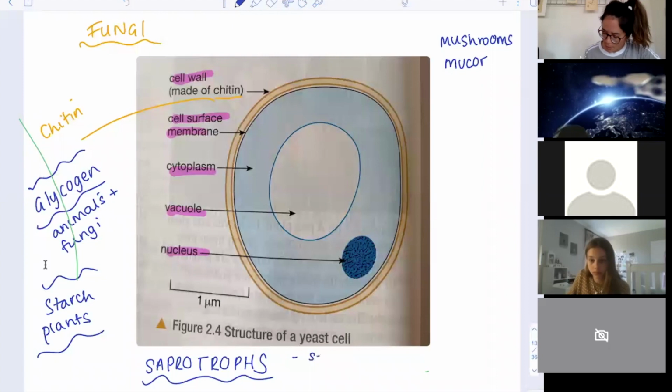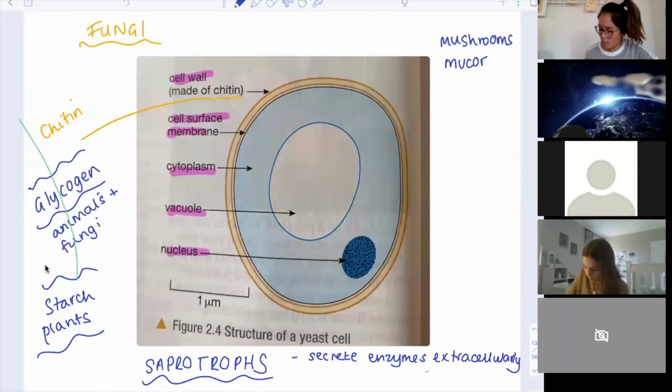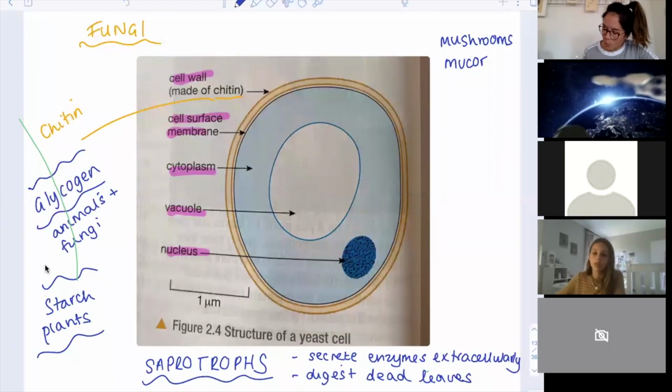they secrete enzymes extracellularly. So that means they secrete enzymes outside of their fungal bodies, and then these enzymes digest dead leaves, because that's why you find mushrooms in forest floors, and then they absorb those digested products. So as you can see, they're quite unusual because they are saprotrophs. They are not autotrophs. They are not heterotrophs, they are saprotrophs.